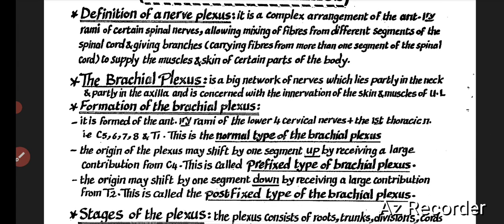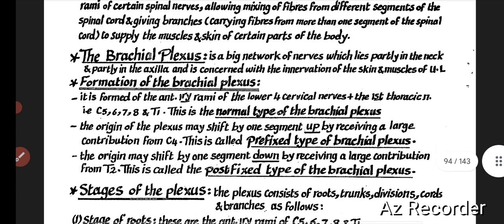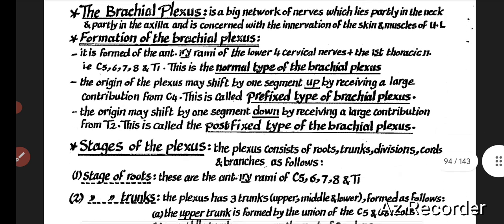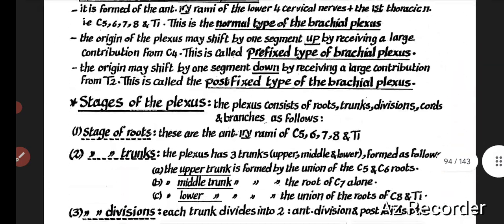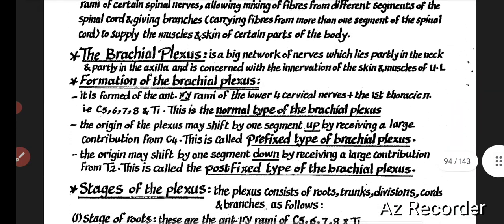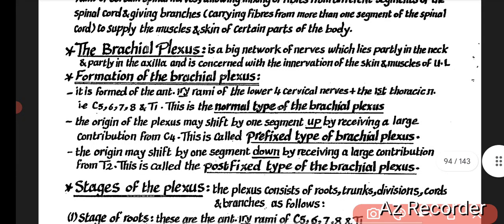So, what is the brachial plexus? It is a big network of nerves originating from the spinal nerves C4, C5, C6, C7, C8, and T1 and T2. Okay, so now the most important part is the formation of the brachial plexus.